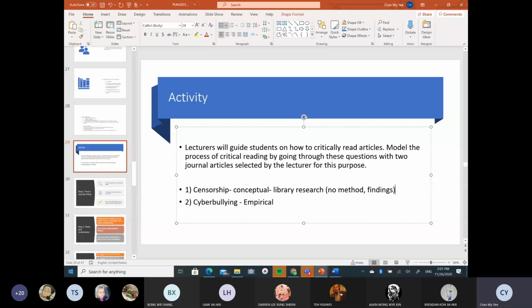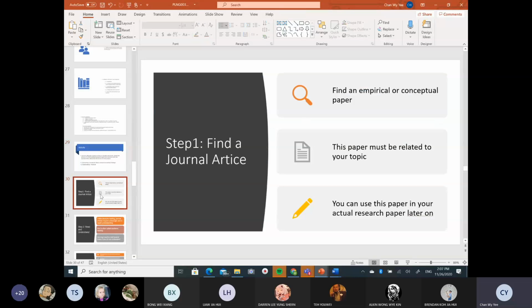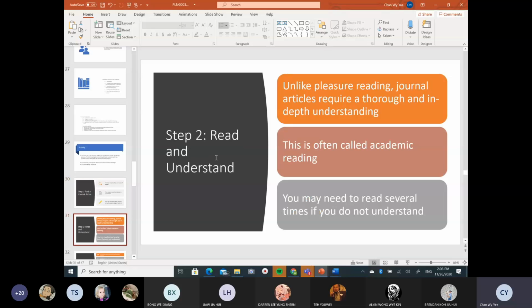Okay, so basically for the journal analysis, the first thing that you have to do is to find a journal article. So from your literature review, you would have found at least 5 journal articles. You just use one of them. Okay, it can be an empirical or conceptual paper, and you can use it for this assignment. After that, step 2, you need to read and understand. So it's not pleasure reading. You need to read several times to really understand what the journal article is talking about.